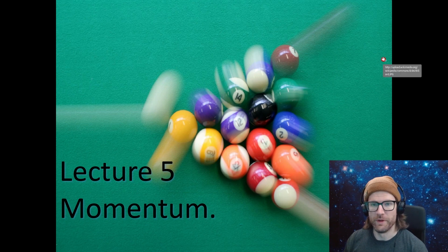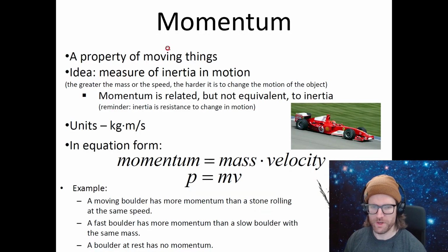So what is momentum? Momentum is a property of moving things, and it's in some sense a measure of inertia in motion. It's not equivalent to inertia, but it's related. Its units are kilograms times meters per second. In equation form, momentum equals mass times velocity, or P equals mv. So it's mass and velocity together that give you momentum.